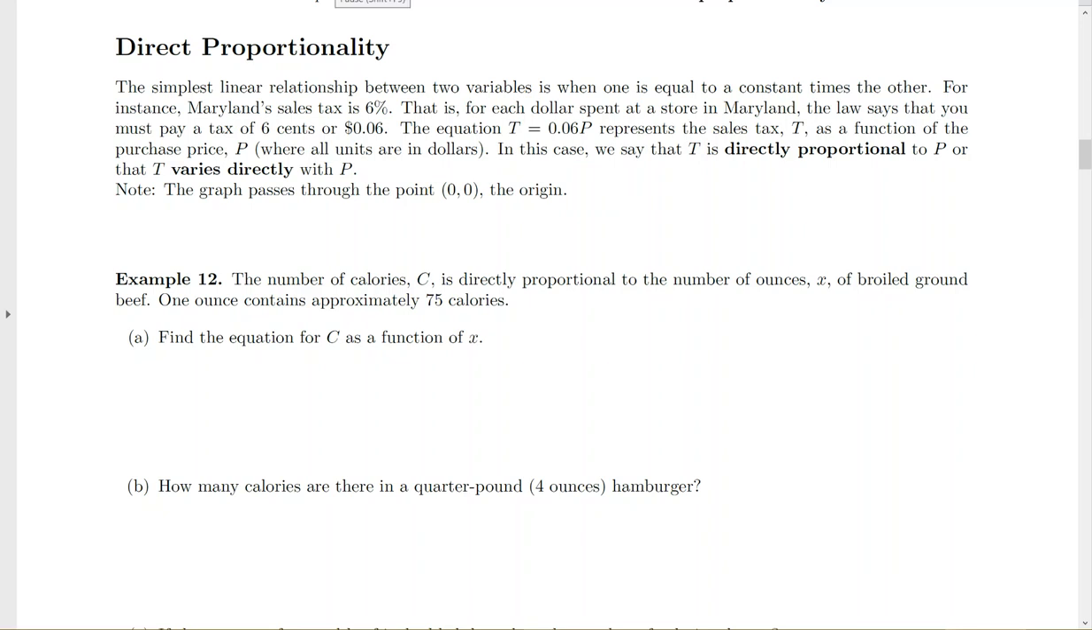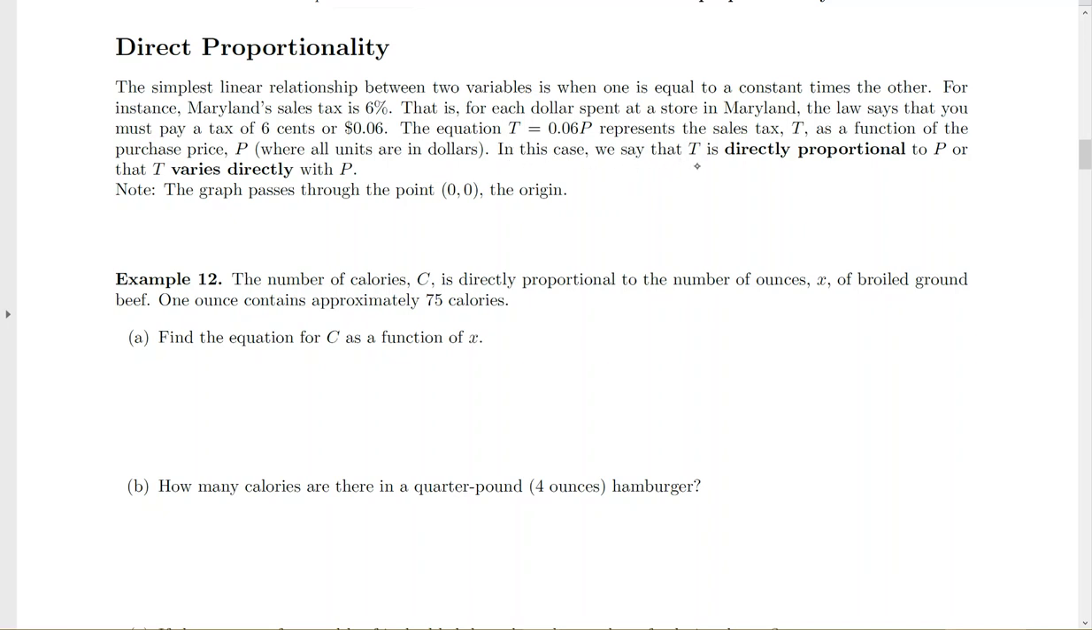In this next section, we're going to look at direct proportionality, and it's the simplest of the linear relationships between two variables. One is equal to a constant times the other. So they go through and talk about sales tax and an equation that could represent that. What's key, though, is the way that we write up the equation, I think. And we can see this.